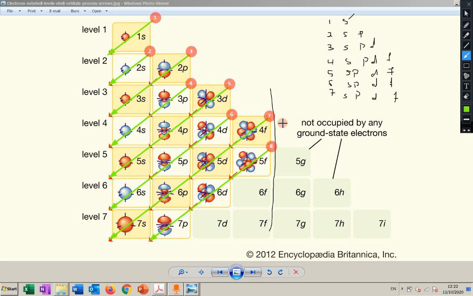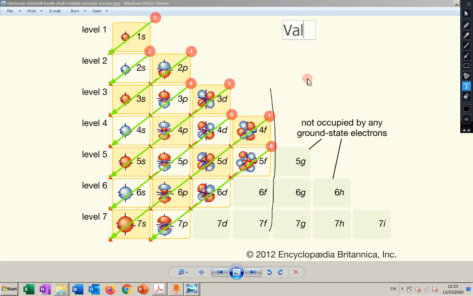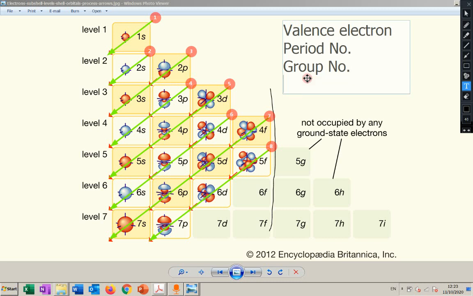Now what do we get from the electron configuration? We will get 4 to 5 pieces of information just by doing the electron configuration. What will be the information that we're getting from electron configuration? So we're going to just write them down, then we're going to discuss them one by one. Now the first thing that we're going to get is valence electron. We're going to get period number. We're going to get group number. We're going to get group name.